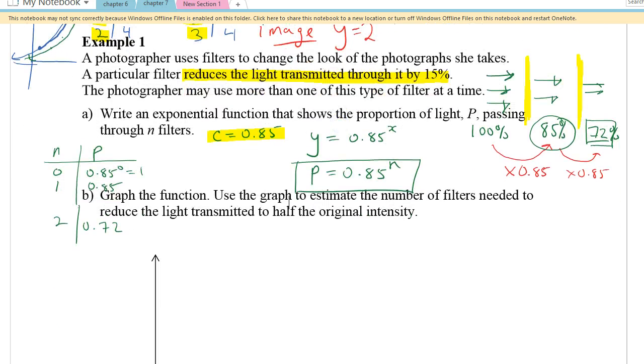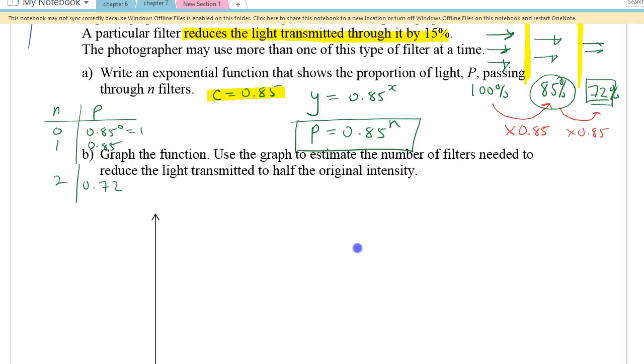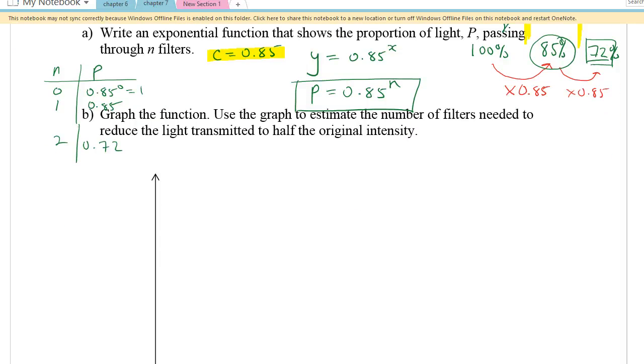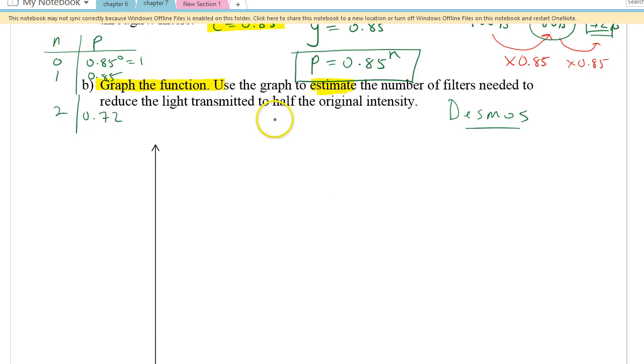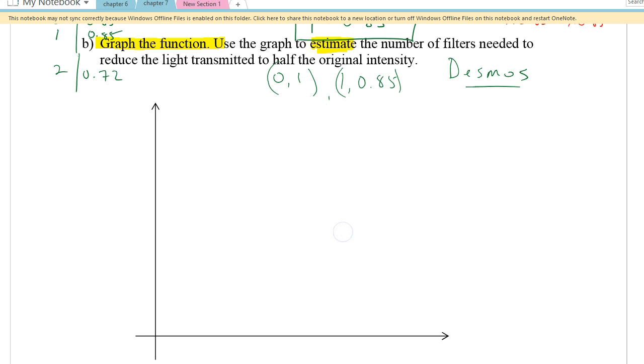Now it says graph the function. Use the graph to estimate the number of filters needed to reduce the light transmitted to half the original intensity. When it says to graph the function and we're trying to use the graph to estimate, it's just fine to use something like Desmos. We can do a general sketch first, and we know that our first point is going to be (0, 1), and our second point is going to be (1, whatever the c value is). In this case it's 0.85. Those are two of the points we can put in right away.